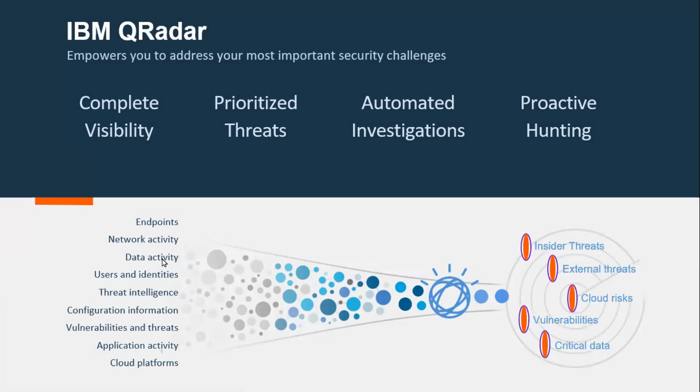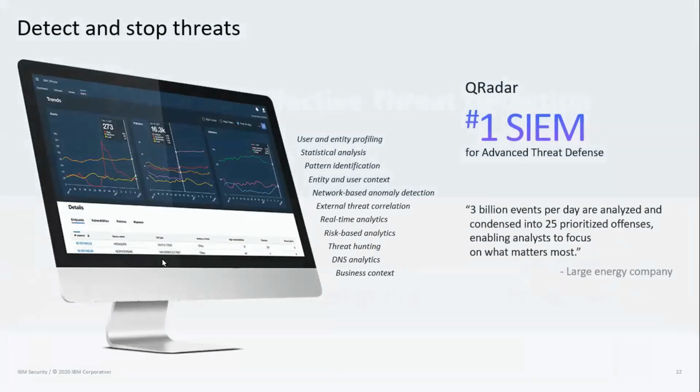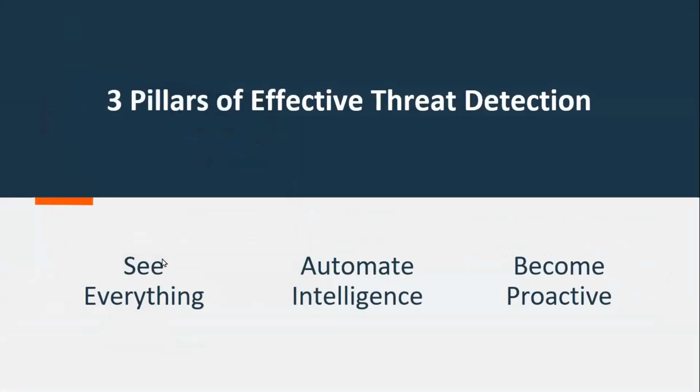One of the things we talked about as a pillar for effective threat detection is the automation of intelligence. And we're going to talk about two things in the automation of intelligence section today.